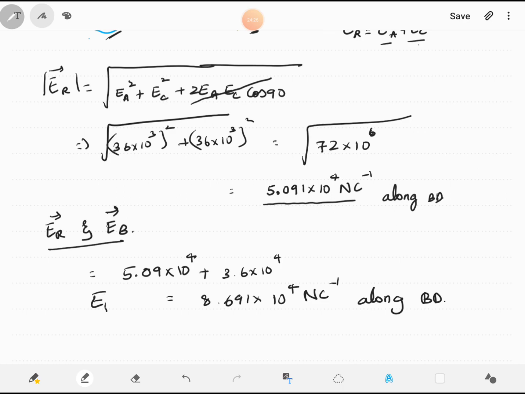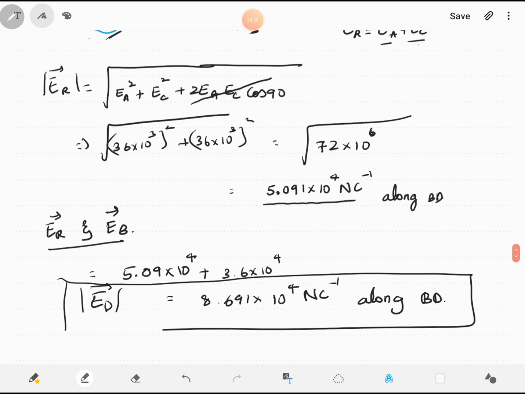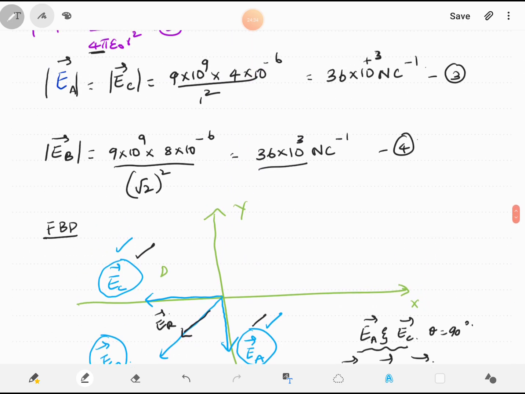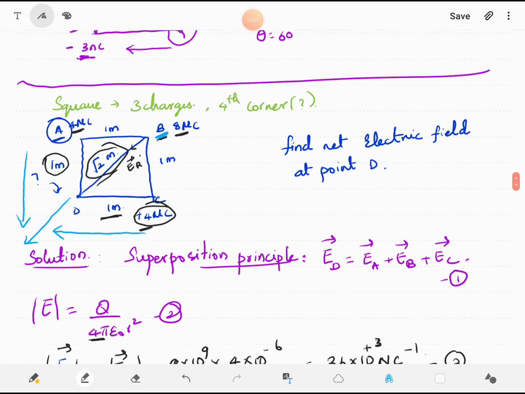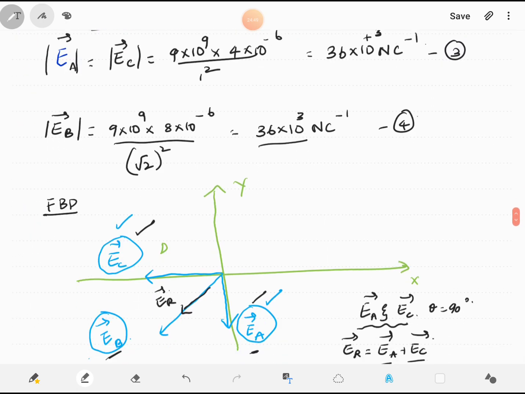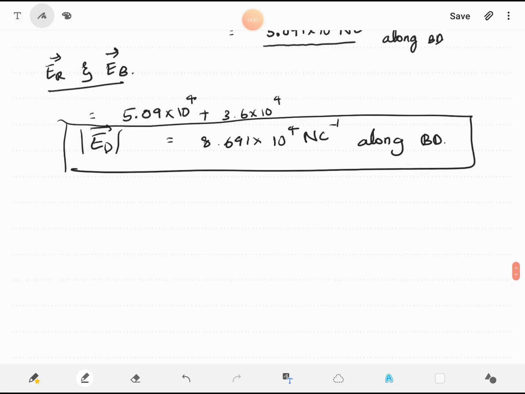So this is the net magnitude of the electric field at point D. Rather, I should not write it as ER. This is basically the magnitude of electric field at point D due to system of 3 charges. So it's very important to notice that whenever you are given a square, it's very important for you to first add 2 electric fields and then add the resultant of these 2 electric fields along with the other charge. So you can repeat this problem by changing the values.